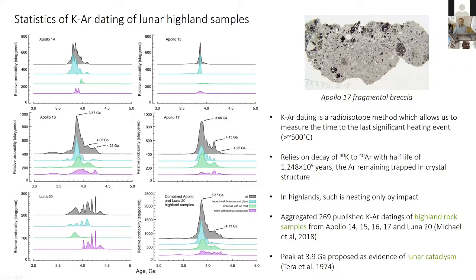What you see in these plots is that the different colors represent different categorizations of the components that were dated. The most important ones from our point of view are the impact melts, which are represented by the cyan color. But we also have breccias with no melt, which are dated in green, and we have rocks with igneous structures. These are possible melts, but possibly not identifiable from their structure as impact melts. So it's a rock that was formed by heat processes. And then in gray, on every one, you've just got all of the data together.